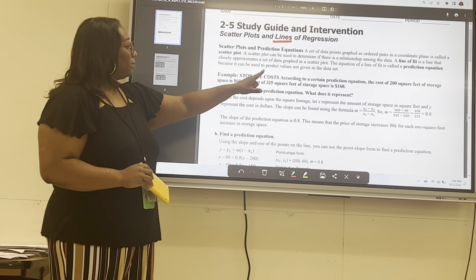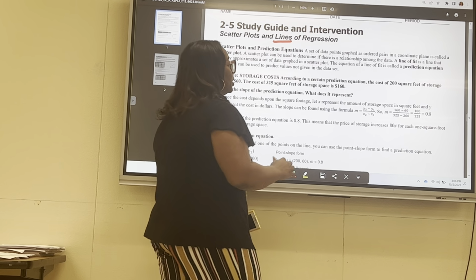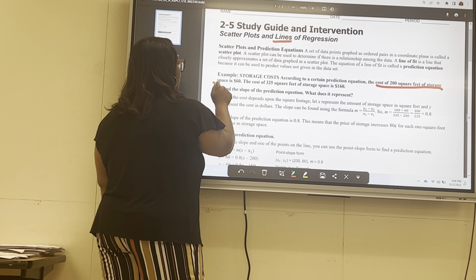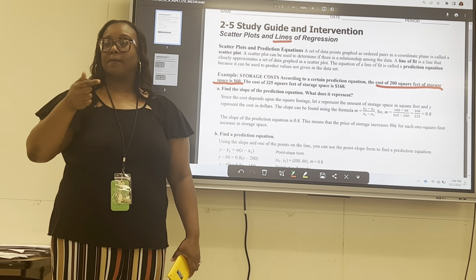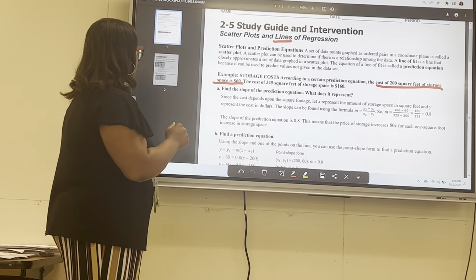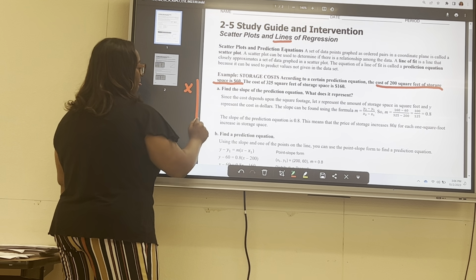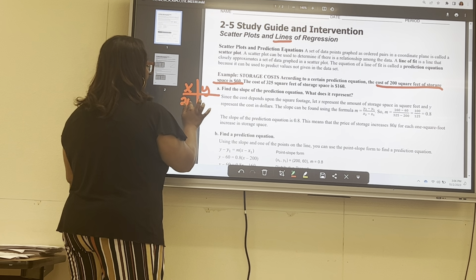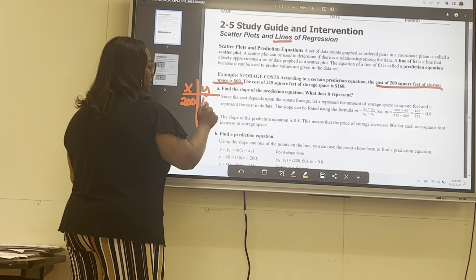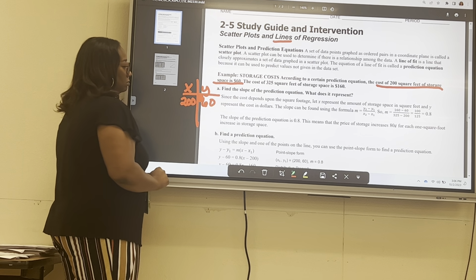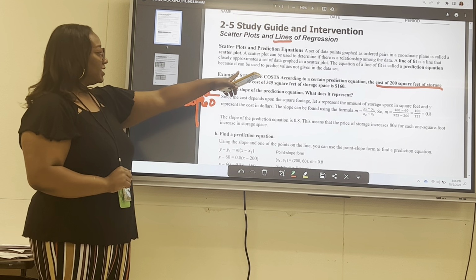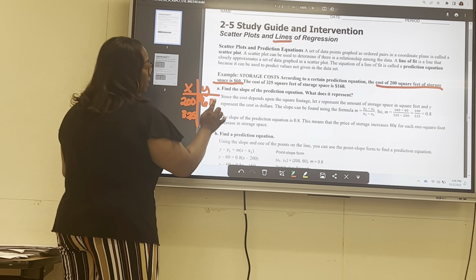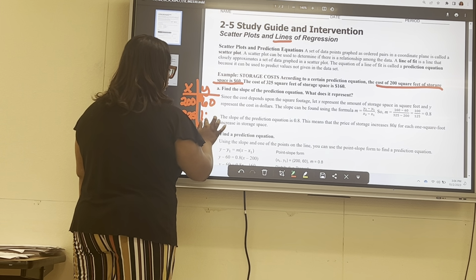So according to a certain prediction equation, the cost of 200 square feet of storage is going to cost us about $60. You can go ahead right there and start making a table, making a list. So if I come over here, I'm going to make an X column and a Y column. I know the cost of 200 square feet, the output is going to cost me $60. Then I'll go over here. The cost of 325 square feet is going to cost me $160.